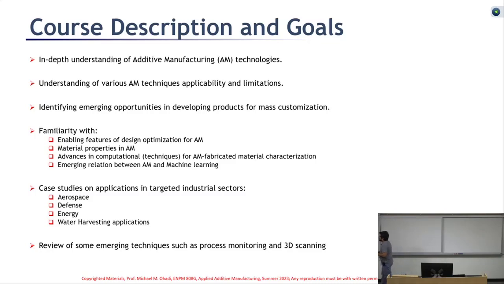So some case studies on application in target industrial sectors. As we know, additive manufacturing as well as other manufacturing techniques are applied in very broad applications in industry, which includes aerospace, defense, energy, water harvest application. And then we will review some emerging techniques such as process material and 3D scanning, okay? A little bit to get a very, very broad idea of what we are talking about, okay?